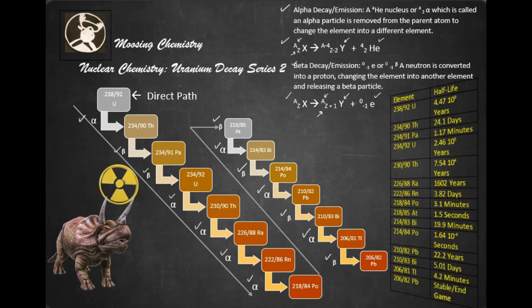Again, you can look at these half-life tables here. You look at each of these elements and its isotopes, and you can see how many years, minutes, seconds, or even days that these particular elements undergo for their decay. But when you reach 206, down here at the bottom, 82, lead, that's stable, or endgame. In other words, we don't go any further than that.